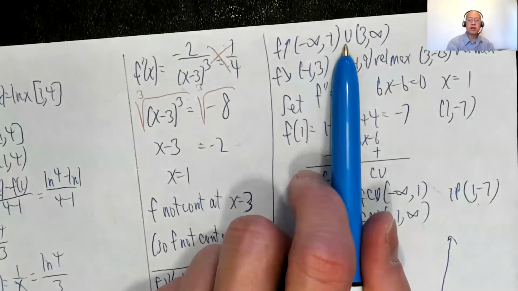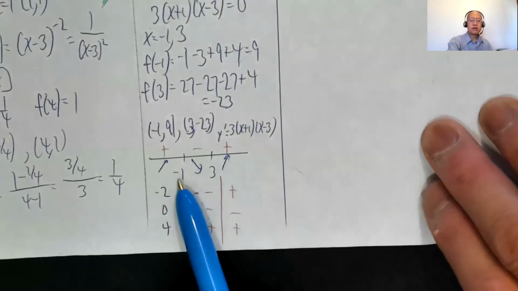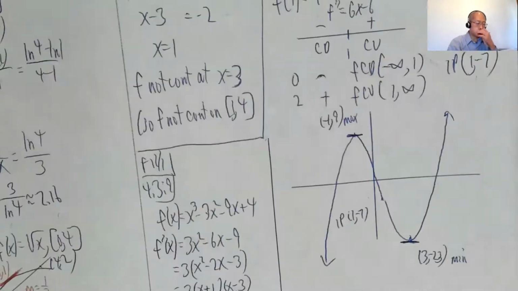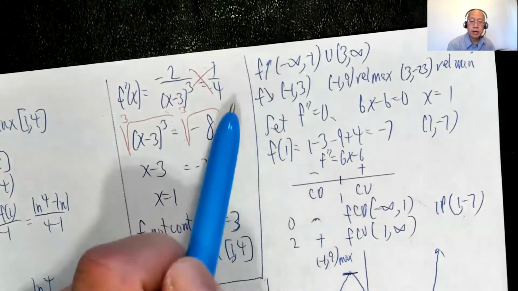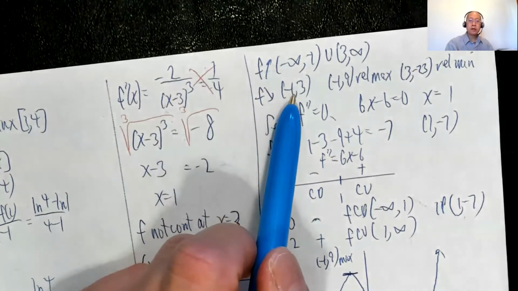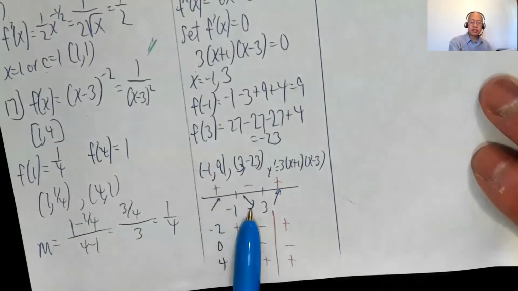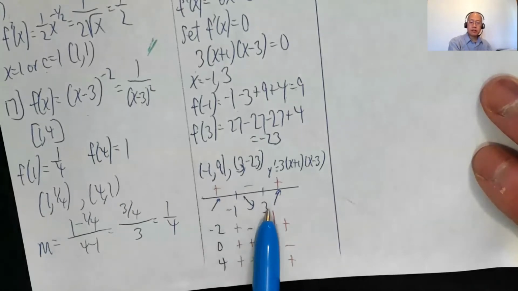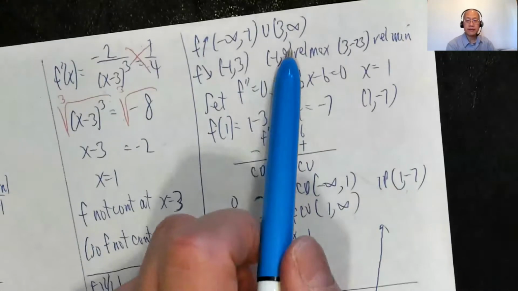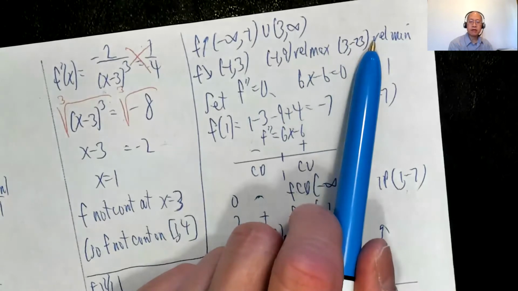f is increasing from -infinity to -1, union 3 to infinity. And f is decreasing only between -1 and 3. Okay, my abbreviation for increasing is arrow up, going this direction, arrow down for decreasing. Okay. If the graph goes from increasing to decreasing, relative maximum or local maximum. The graph goes from decreasing to increasing, minimum. Okay, so I have this. -1, 9 is a relative max or local max. 3, -23 is a relative min.